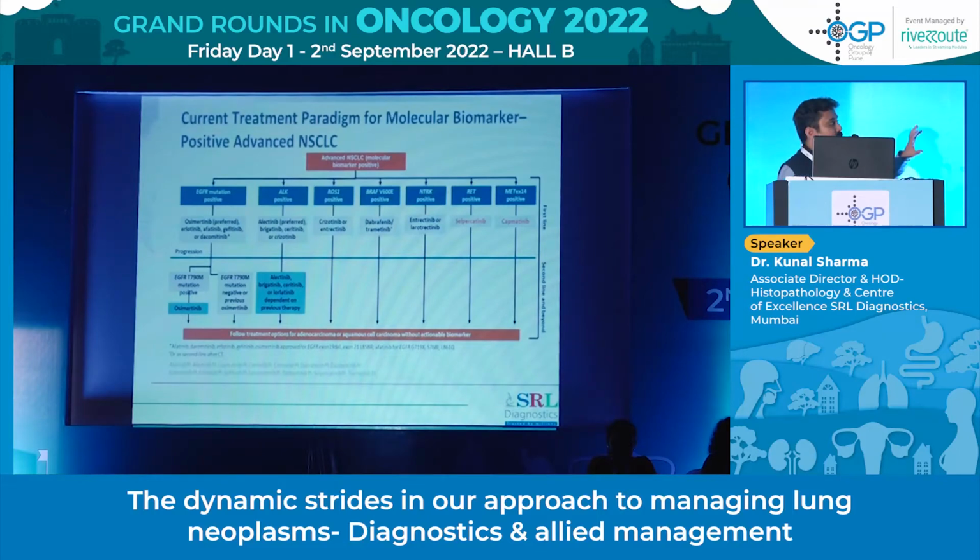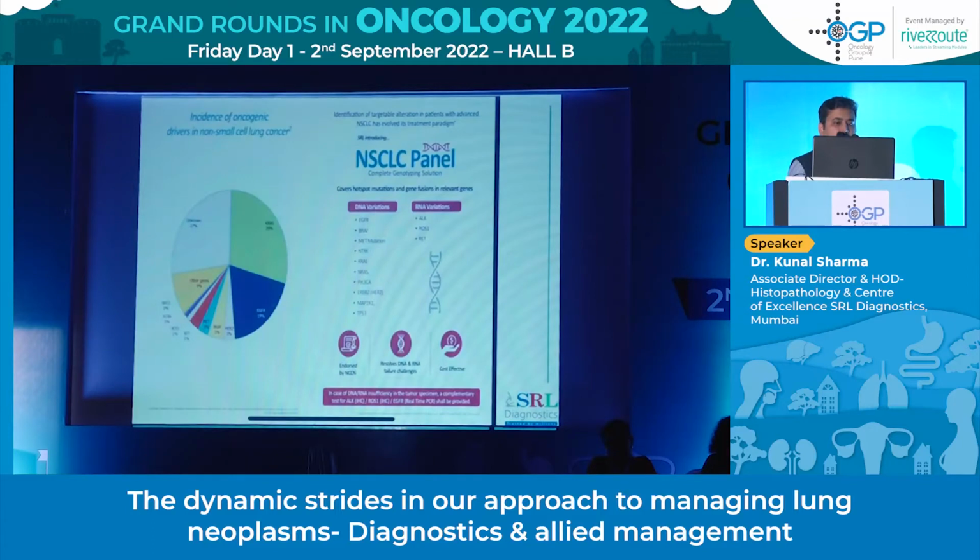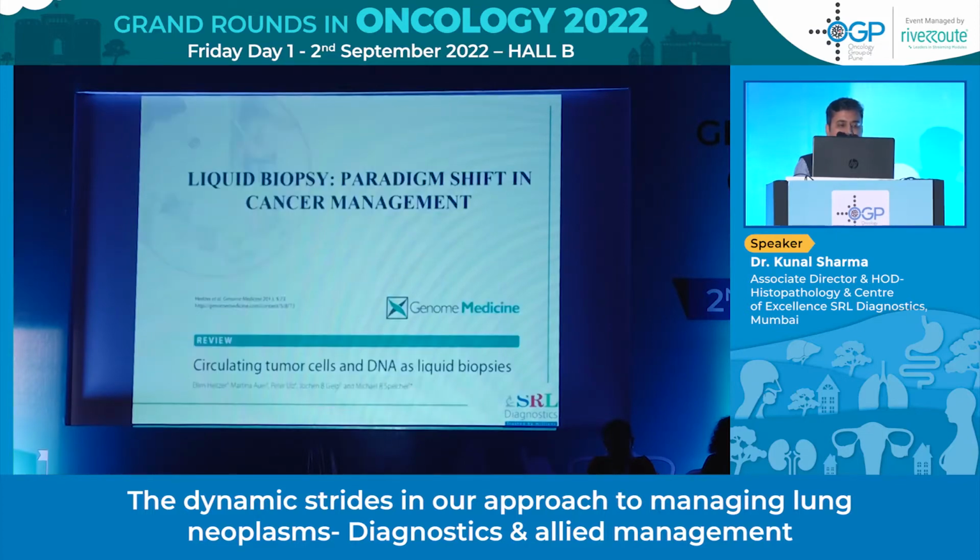So this is a broad chart, which tells you what all are the broad spectrum mutations which we test, and their different antibodies which are available. This is the same thing. There is a panel that we do in SRL which covers all these targets with showing DNA and RNA variation. With that, let me just touch upon the advent of liquid biopsies.